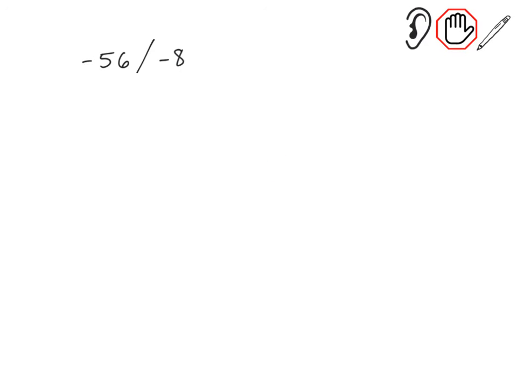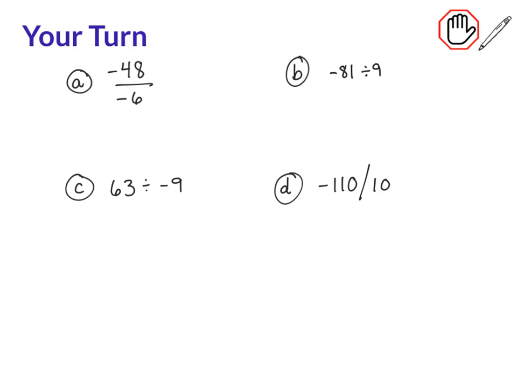-56 divided by -8. I have 2 negatives, so my answer is going to be positive. 56 divided by 8 is 7, and it's positive. Okay, it's your turn to give it a try. When you're ready, unpause the video and I'll reveal the answers.